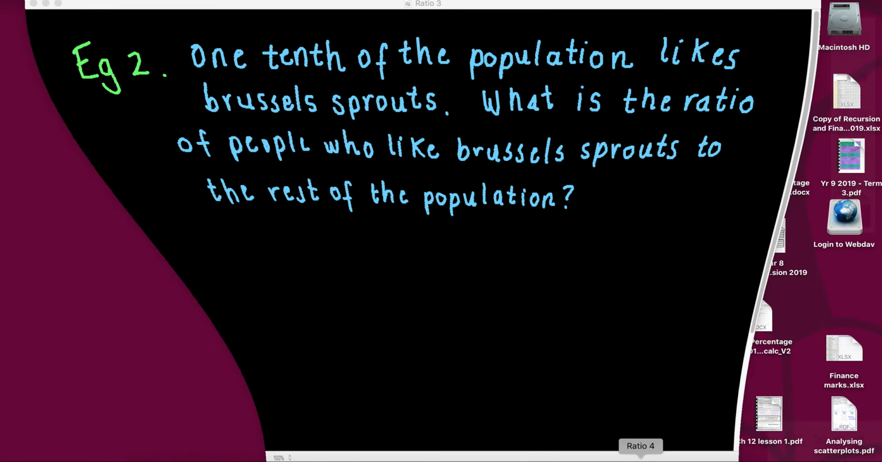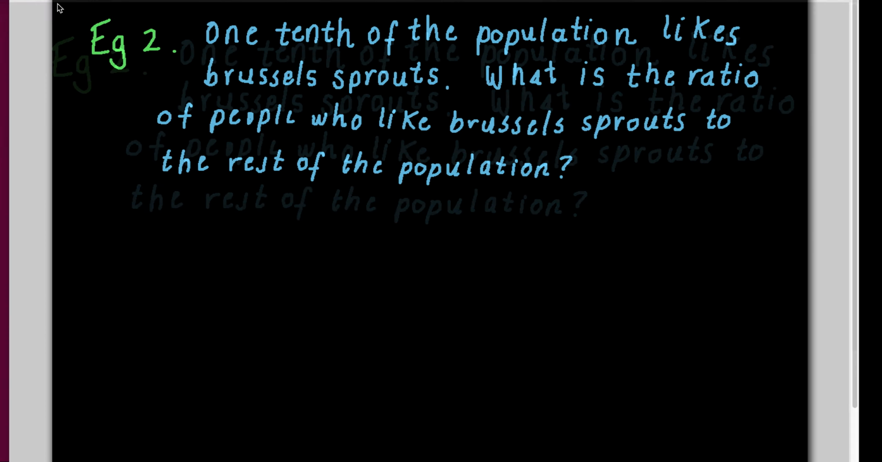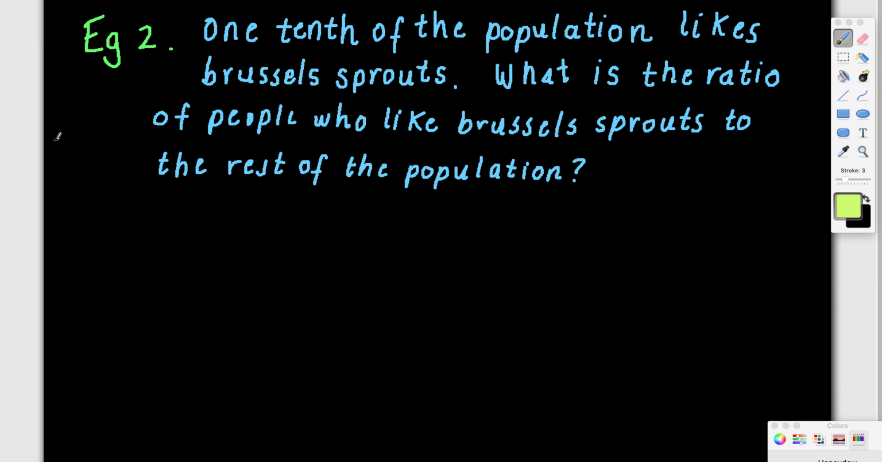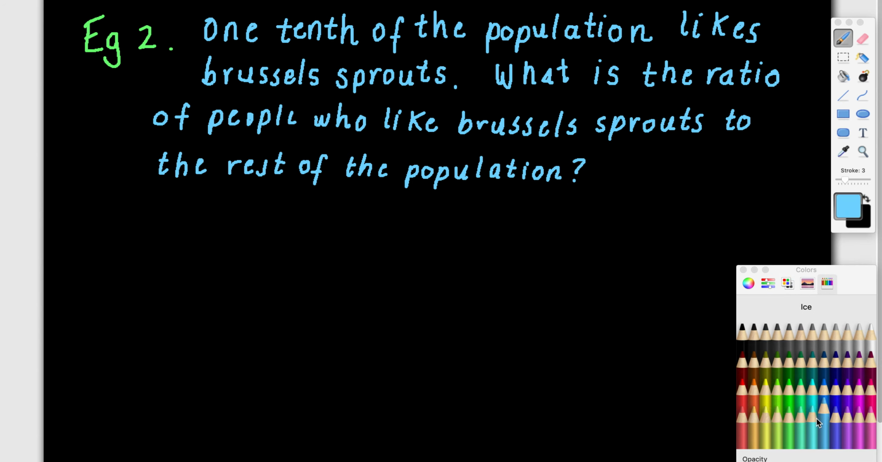Just looking at a second one now, this one here gives us a fraction to begin with, and then it asks us to convert that to a ratio. So we're told 1/10 of the population likes Brussels sprouts. So then what is the ratio of people who like Brussels sprouts to the rest of that population? So if we consider then 1/10, they like the Brussels sprouts. So I'm one of those. I love Brussels sprouts.